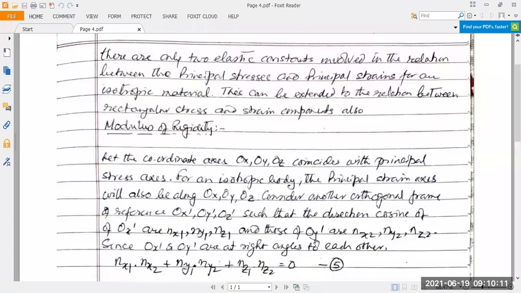And we'll take into account OZ dash, but not here, only afterwards. As OX dash and OY dash are mutually orthogonal, the mutual angle is 90 degrees. So nx1 into nx2 plus ny1 into ny2 plus nz1 into nz2, the product of the direction cosines of these two axes, is, as per the definition of direction cosines, equal to 0. This relation we will use afterwards.